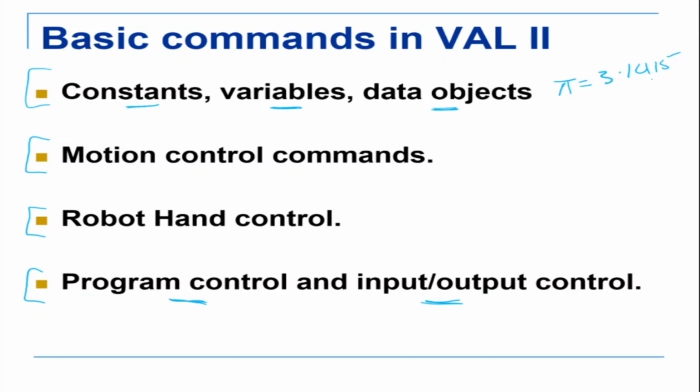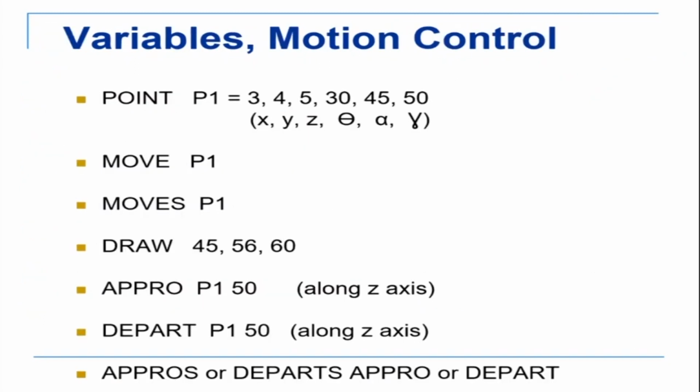So these are the parts of the program: constants, variables, data objects, motion control commands, robot hand control, program control, and input output control. So the first thing we are seeing is variables and motion control.